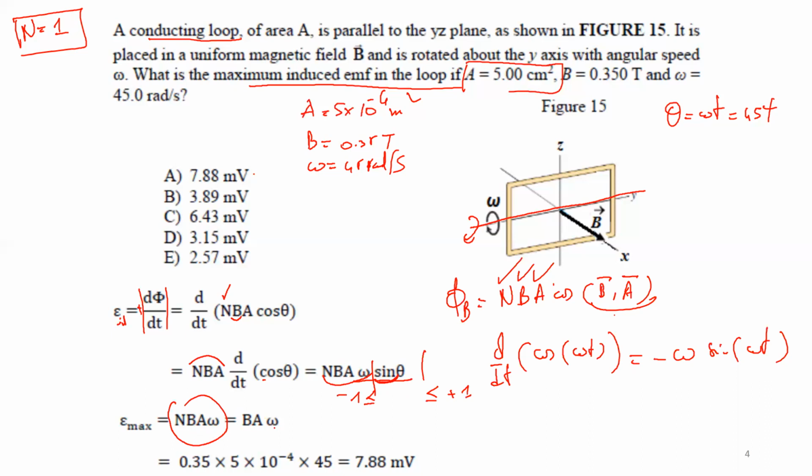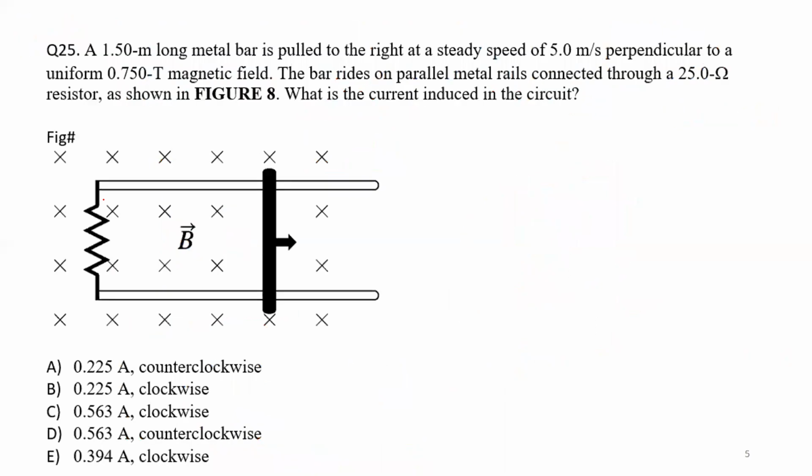N is equal to 1, so I have BA omega, and I know everything. I know B, I know A, and I know omega. I put everything in SI units. It will give it to me in volts, and then I will have this. This is the answer, like an electric generator. So this will produce, of course, AC current, and we already discussed this in class and in the recitation. Okay, let's solve the next problem.